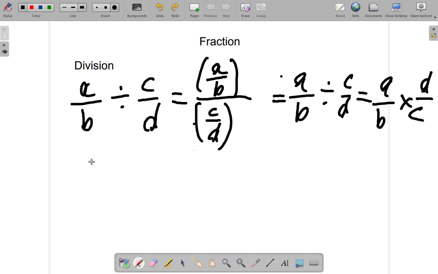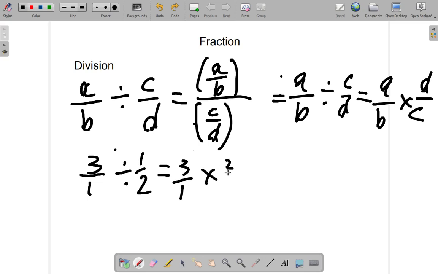Example, let's say a number first. A number like 3. If I turn 3 into a fraction, I would put it over 1, divided by a half. What this means is 3 over 1 multiplied by 2 over 1, which is 6.